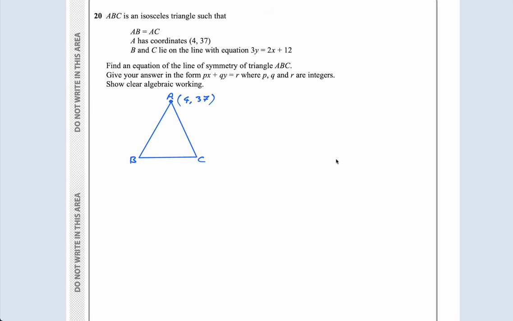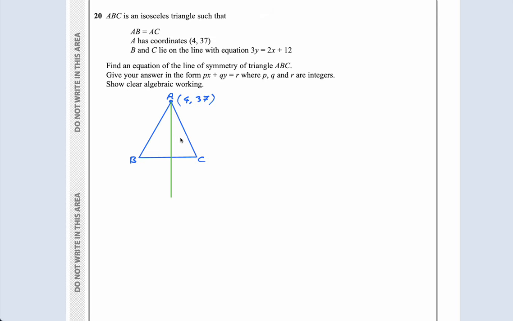Find an equation for the line of symmetry of the triangle ABC, right? Obviously, guys, again, this is the last question. It's not supposed to be easy. It's hard, but he wants the equation of this line. Okay, how do I do it?